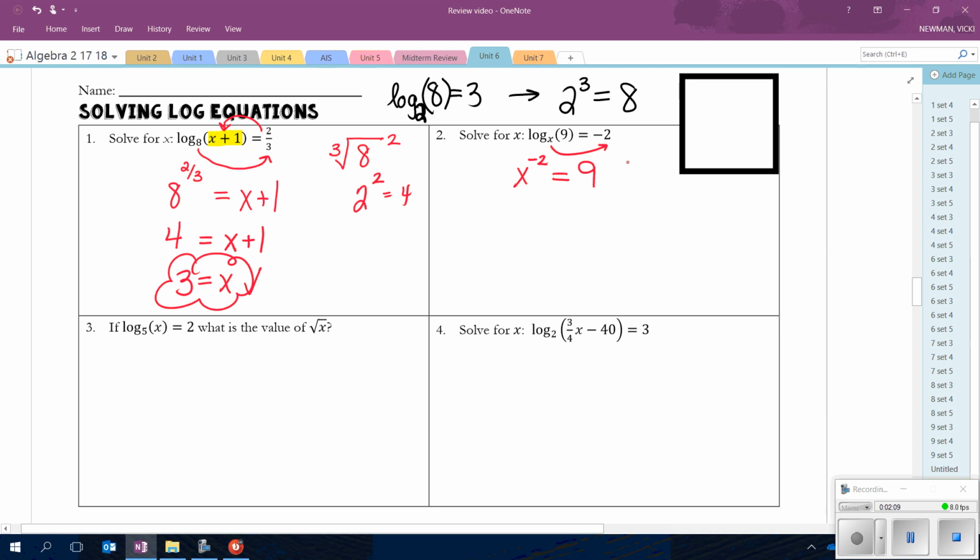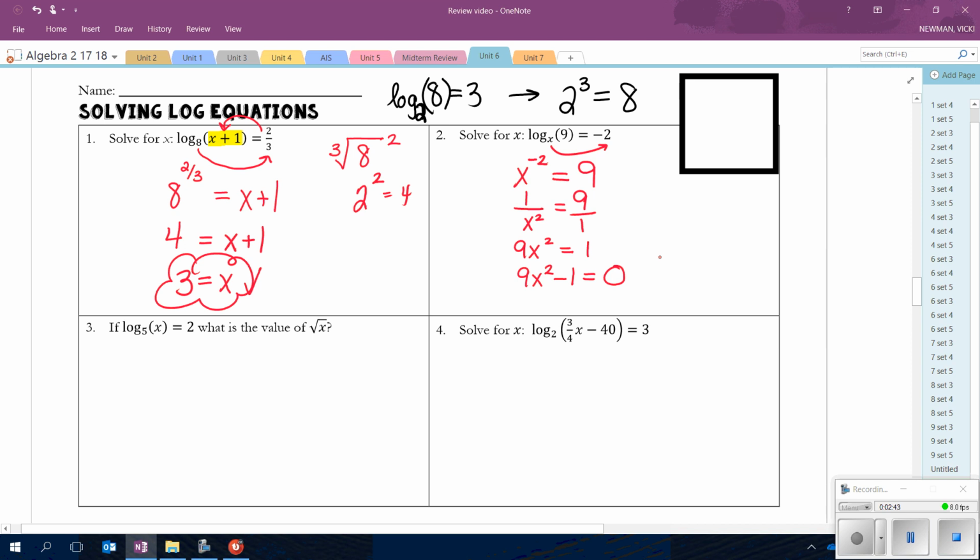There's 2 ways we could do this. We could raise to the reciprocal power. So the reciprocal of -2 is -1/2. Or we can know that a negative exponent means 1 over x squared. And then we could cross multiply. 9x squared is equal to 1. Get it set equal to 0 because of the squared.